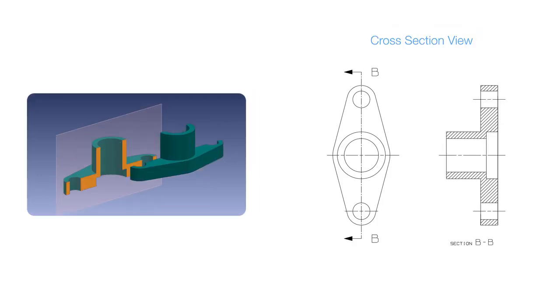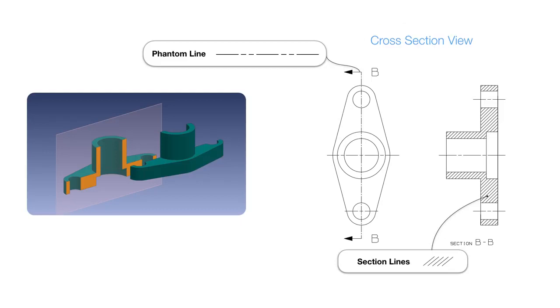The sliced material in the view is shown with these dense diagonal lines called section lines. On the parent view, a phantom line is drawn to show the location of the cutting plane. To notate the view, put some letters on the ends of the phantom line and arrows pointing in the view direction of the cross section. And over on the cross section, put a note that references back to the letters drawn next to the phantom line.